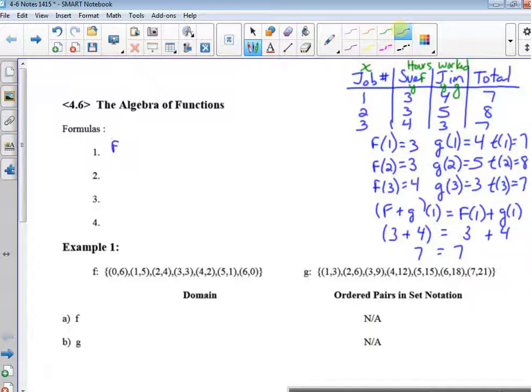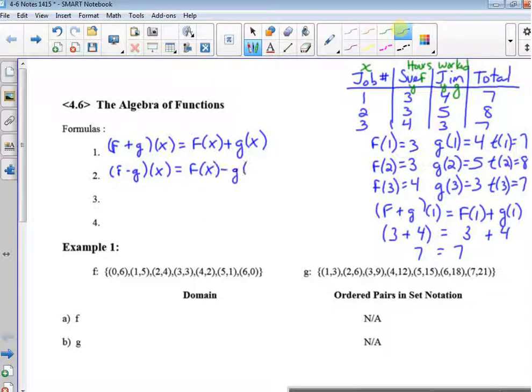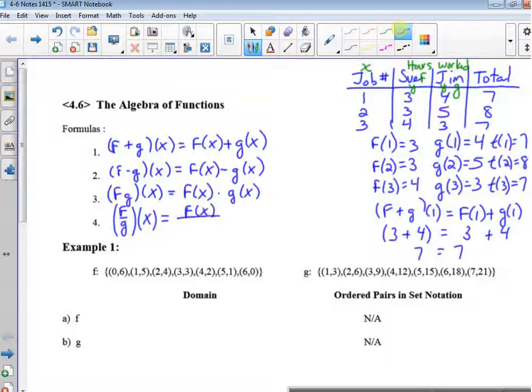So one of the formulas is f plus g of x equals f of x plus g of x. The second one is f minus g of x equals f of x minus g of x. Third one, f times g of x equals f of x times g of x. And the fourth one is f divided by g of x is equal to f of x divided by g of x. And a fifth one we could say is a times f of x means a times f of x. So if you have a number out in front of any of those, you just multiply it times the f of x.